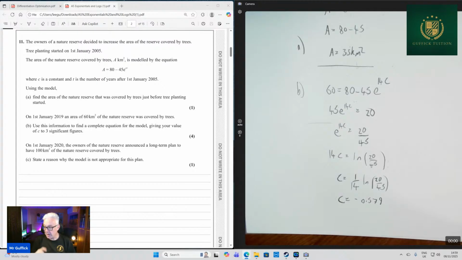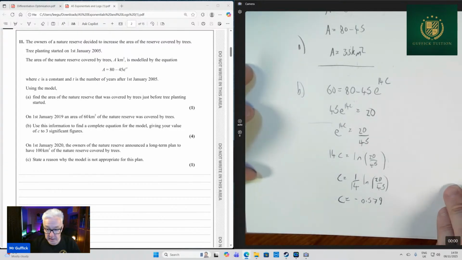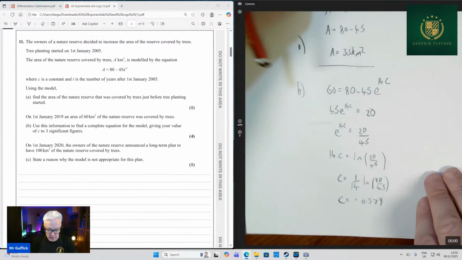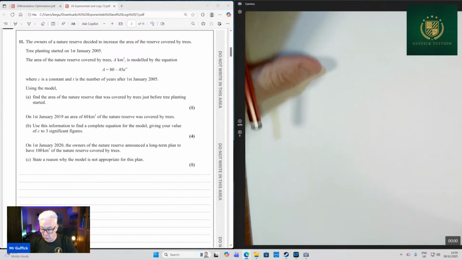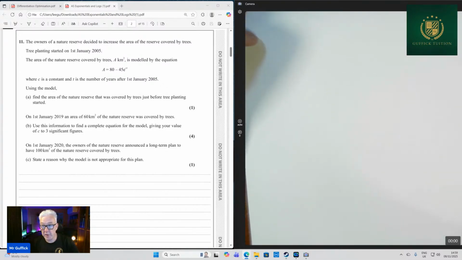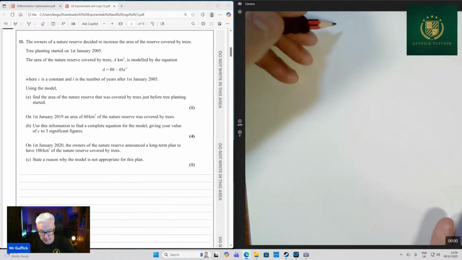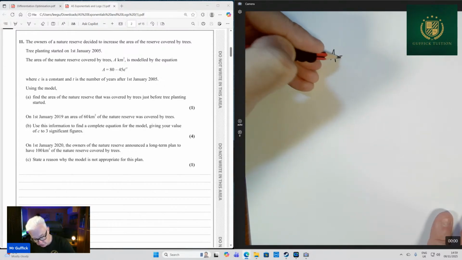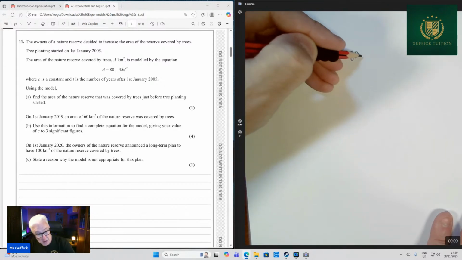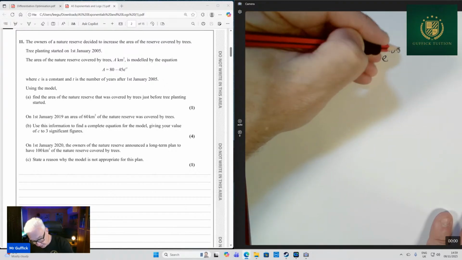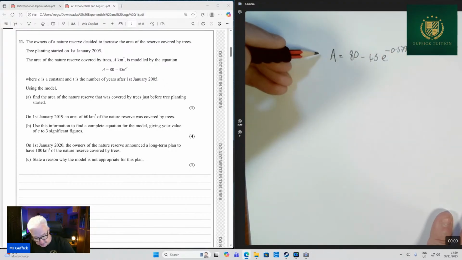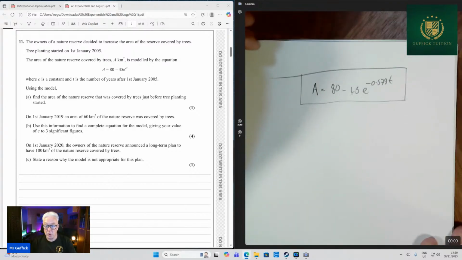0.579. Now, again, this next bit that we're about to do, it's only worth 1 mark, but oh my goodness, it comes up all the time, and it's often worth more than 1 mark. And in my experience, very few people get what's going on. So our model now is 80 minus 45 e to the minus 0.579t. Okay, so that's our model. Now we found out what c is.